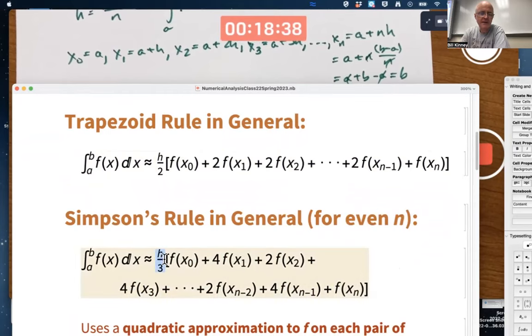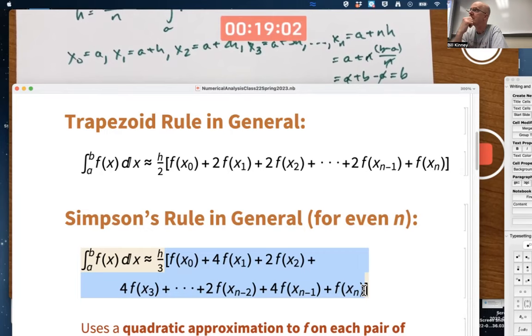You go h over 3 times this expression. The 0th and nth nodes give you function values that have a coefficient of 1. Then in between that, the coefficients alternate 4, 2, 4, 2, 4, 2, etc. Starting with a 4 at the first node and ending with a 4 at the n minus first node.